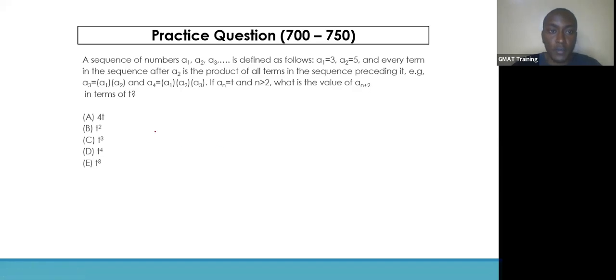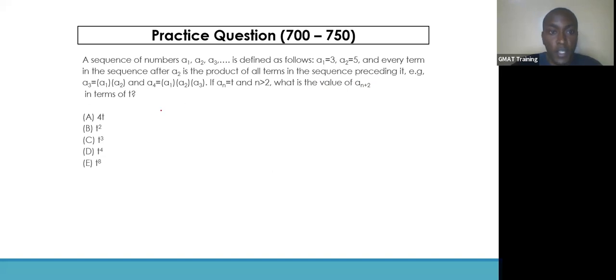So a sequence of numbers A1, A2, A3 is defined as follows. A1 equals 3, A2 equals 5, and every term in the sequence after A2 is the product of all terms in the sequence preceding it. For example, A3 equals A1 times A2, A4 equals A1 times A2 times A3, and An equals T, where n is greater than 2. What's the value of An plus 2?